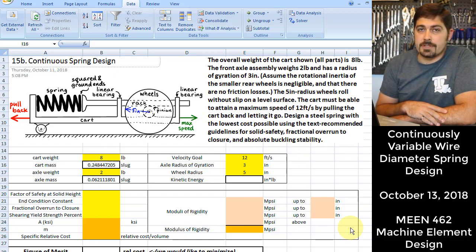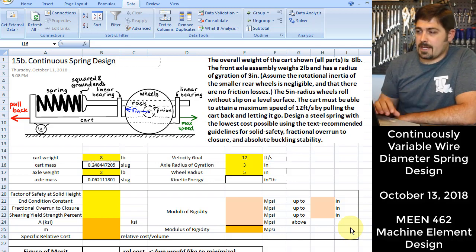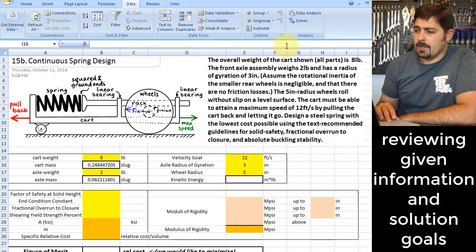This is a relatively tricky problem, but we do have the ability to use a piece of software, Microsoft Excel, and it makes our life a whole lot easier because it has this really nice feature built into it called a solver. So that's what we're going to do today. So let's get into the problem.